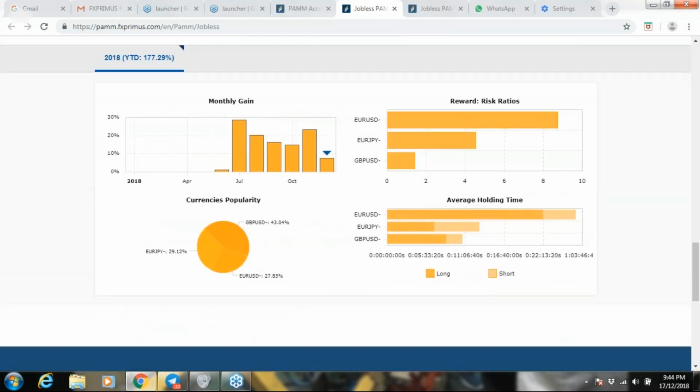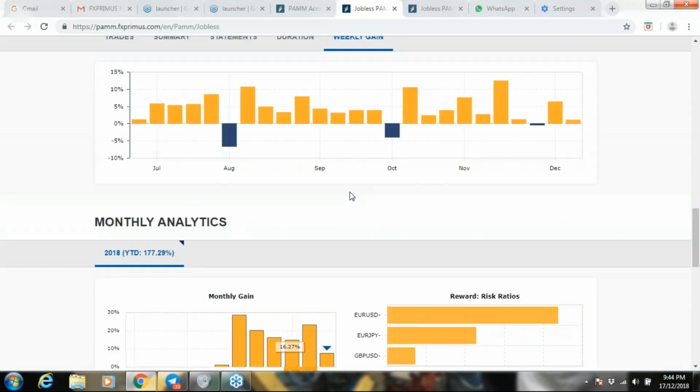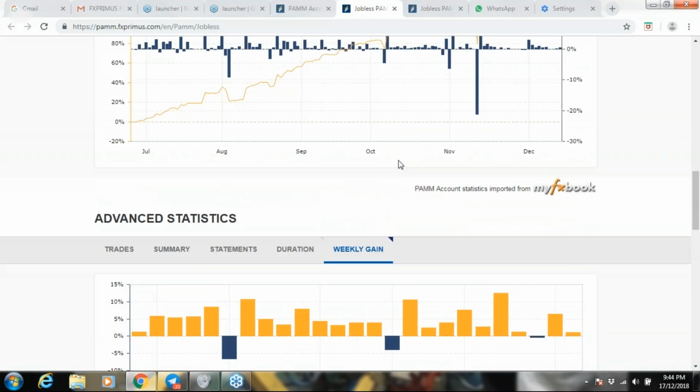Very good. We are focused only on 3 pairs. For the currency popularity, it is 29% for EURJPY, GBPUSD 43%, and EURUSD only 27%, right? So now we go to the next.